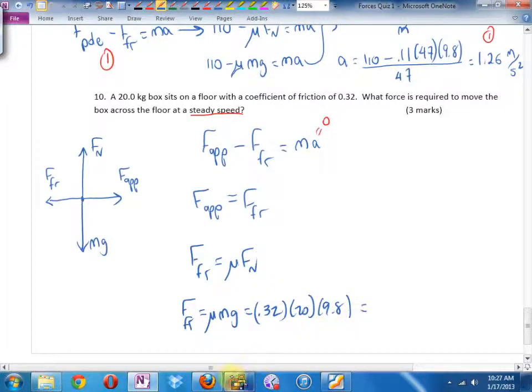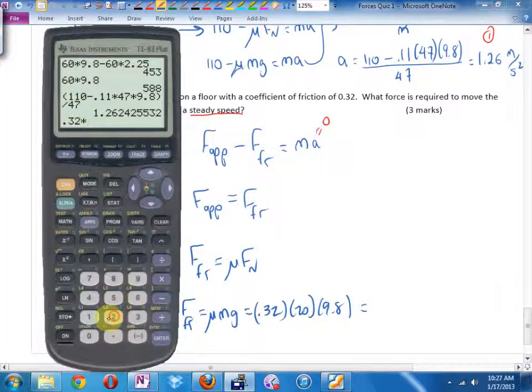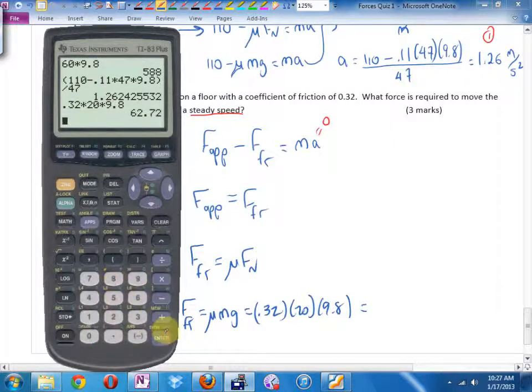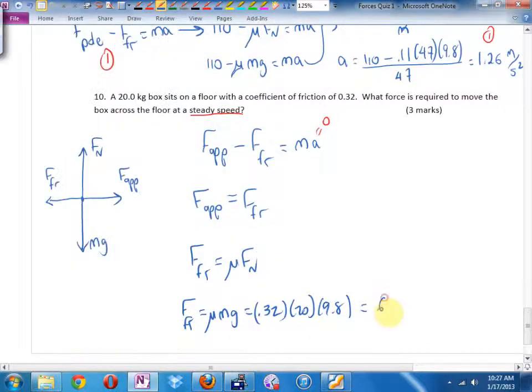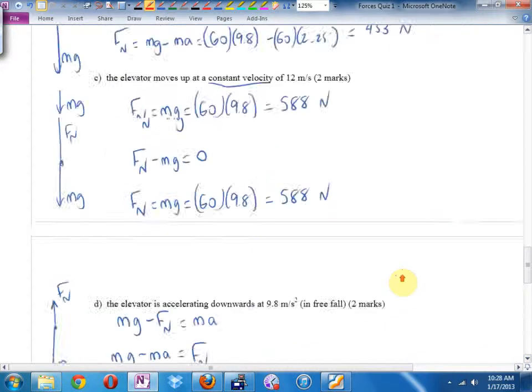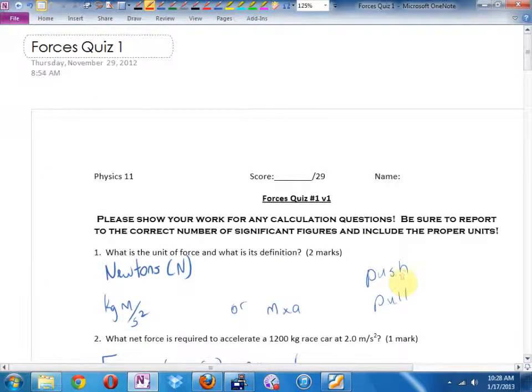If I want to move this box at a steady speed, 62.72, is that right? 0.32, 62.72. I'll go 62.7 newtons. In fact, really we should say 63 because there's 2 sig figs for the coefficient of friction, but whatever. If you got that, you get 3 out of 3. Otherwise, I would probably go something like this. 1 mark if I saw that. I'd probably go 1 mark if I saw that, and 1 mark for the answer. If you would be so kind as to give yourself a score tally out of 29.